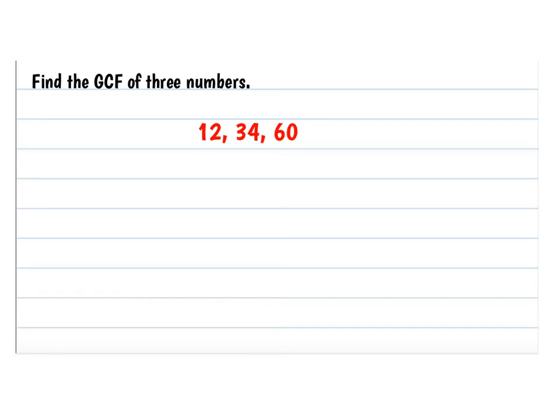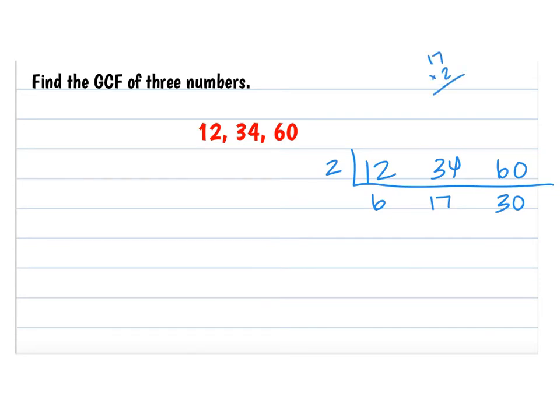Okay. So 12, 34, and 60. Now they're all even, so I'm going to divide by 2. 12 divided by 2 is 6. 34 divided by 2 is 17. And 60 divided by 2 is 30. Double check my 17 there. Yep, okay. Now looking at this, 6 and 30 can both be divided by 6, but 17 can't. It has to be a number that all three of them can be divided by. Since there's nothing else, this would be our greatest common factor.